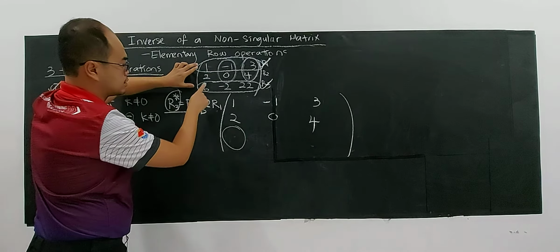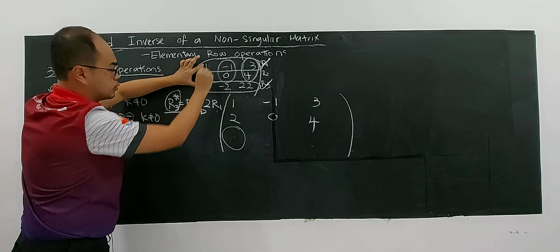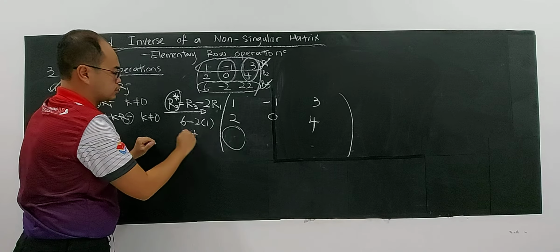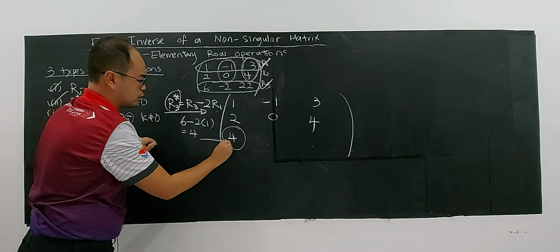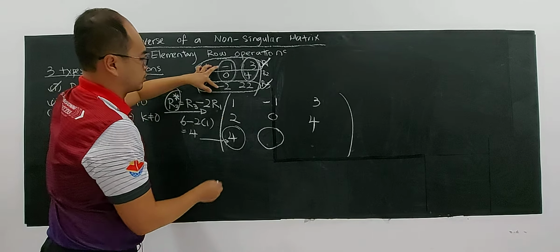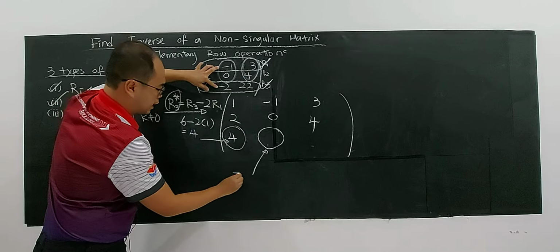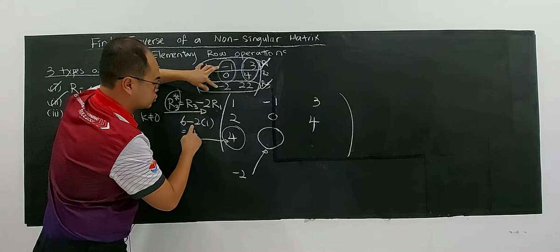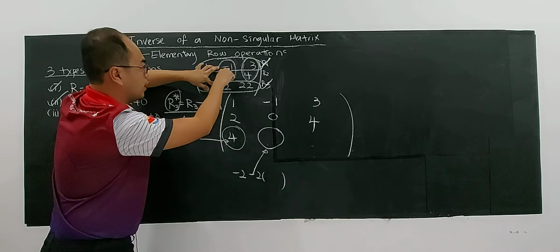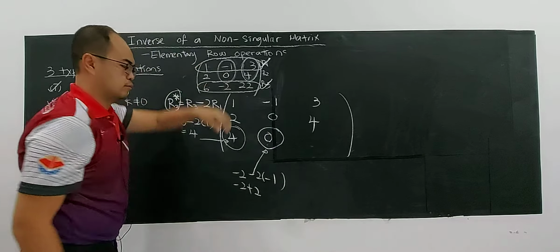So now for this, you look at 6 and 1. 6 from row 3 minus 2 from row 1. So you have 4. 6 minus 2, you have 4. For this one, we look at -2 and -1. So it will follow this formula. Row 3 is -2, so -2 minus 2 times row 1, -1. So you have -2 plus 2, then you have 0 here.